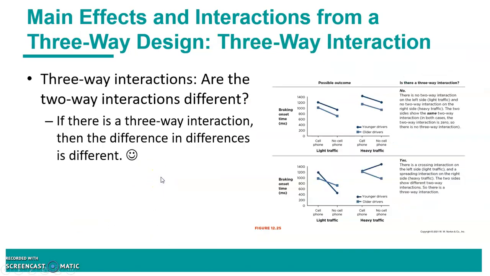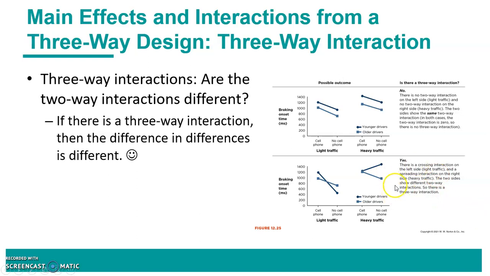Three-way interactions are where you're asking whether the two-way interactions are different. Is the difference in the differences different? That's what you're answering with a three-way interaction. So here's an example where there would not be an interaction. You can already kind of spot it: these are just all parallel, so there's no interactions at all going on here.